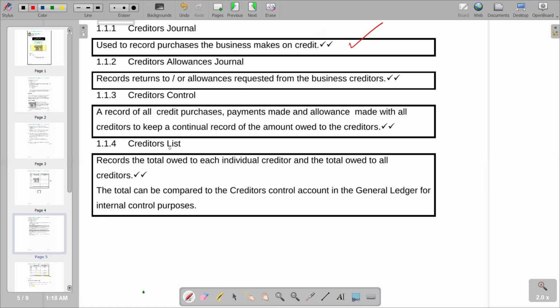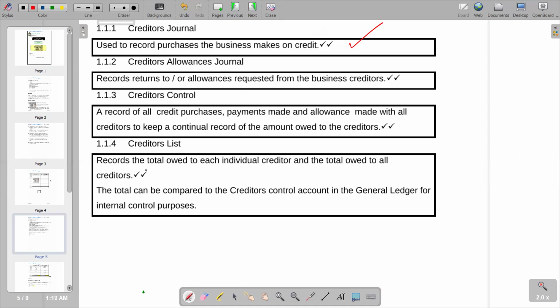Then the last one is the creditors list. It records the total owed to each individual creditor and the total owed to all creditors, and that total can be compared with the creditors control account in the general ledger for internal control purposes. So in the creditors list, we list the creditors separately, individually, and see how much money we owe to each of them. If we add up the creditors list, we should get the total that we owe as a business.